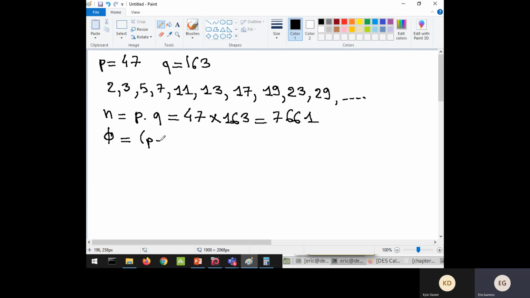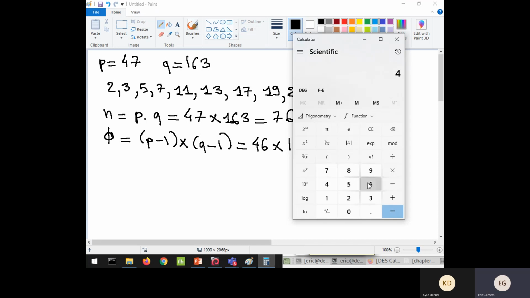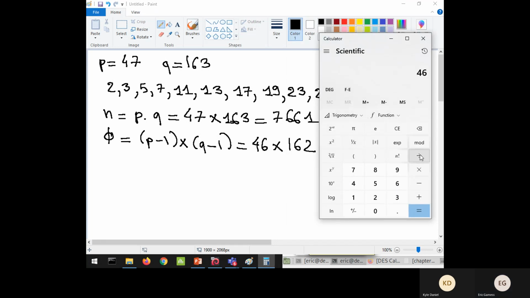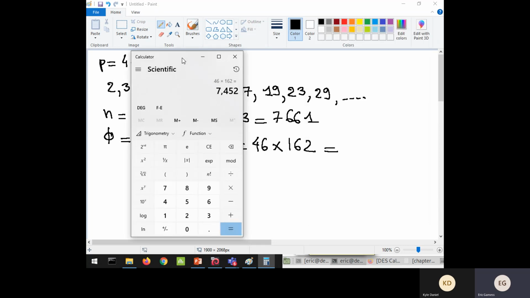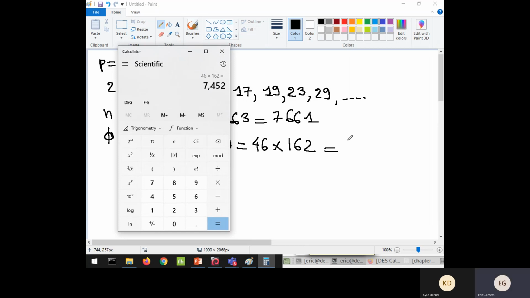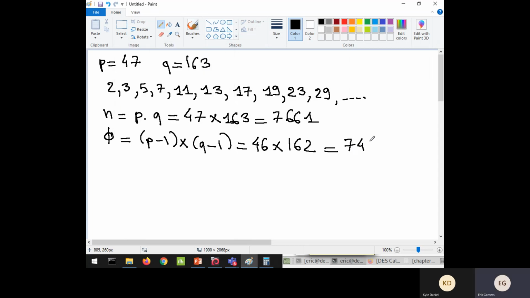So the totient will be P minus 1 times Q minus 1. So 47 minus 1 will be 46 times 163 minus 1 will be 162. So we take the calculator and ask how much is 46 times 162. 7,452. Okay? So now, what is the next step?